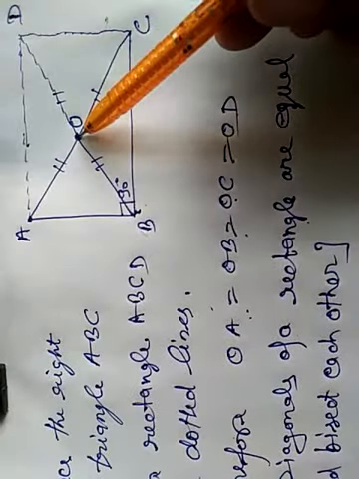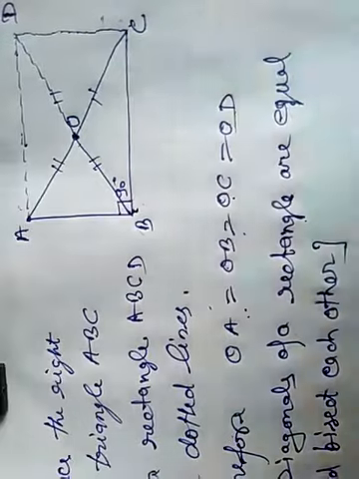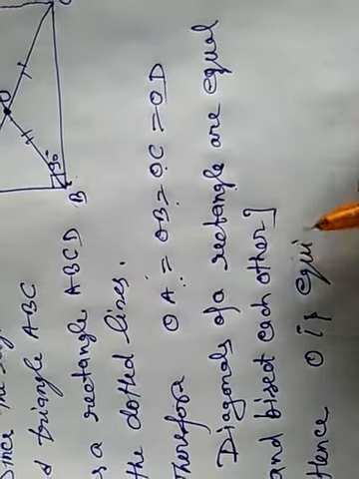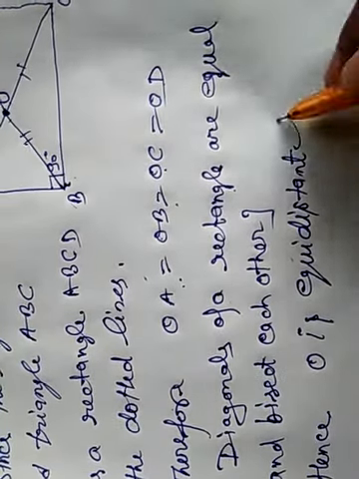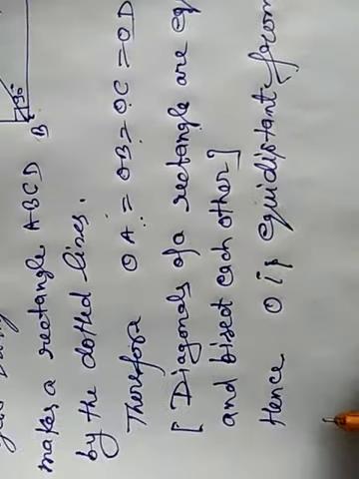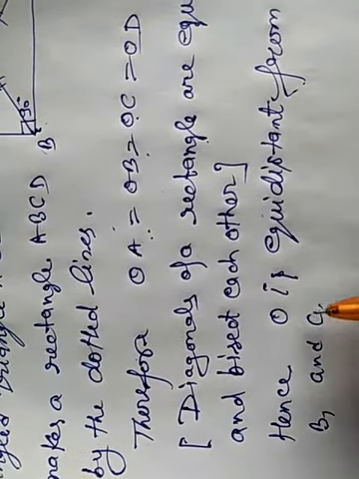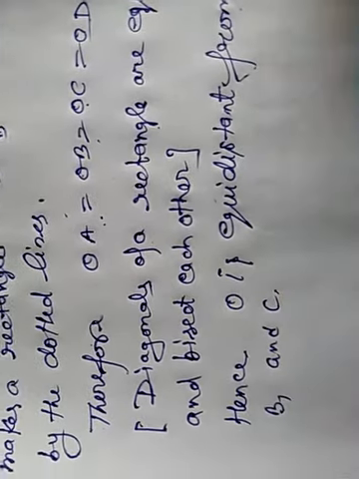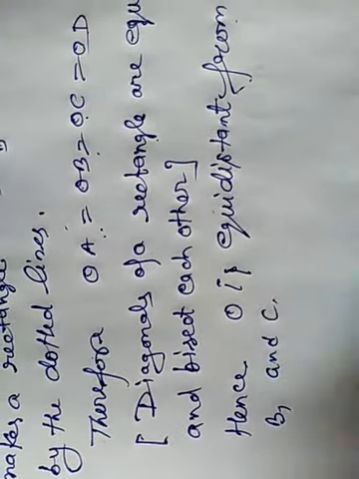Hence, सो आप देख पा रहे हैं कि OB, OC और OA इक्वल डिस्टेंस पर हैं. So O is equidistant from A, B and C. Clear students? All of you clear? This question is clear? Good beta.